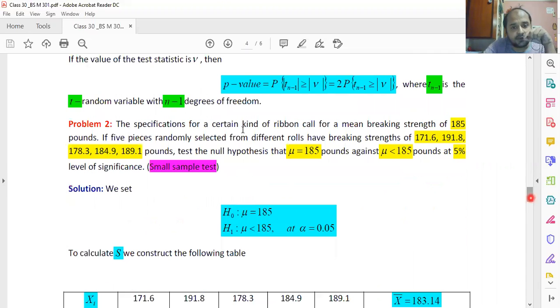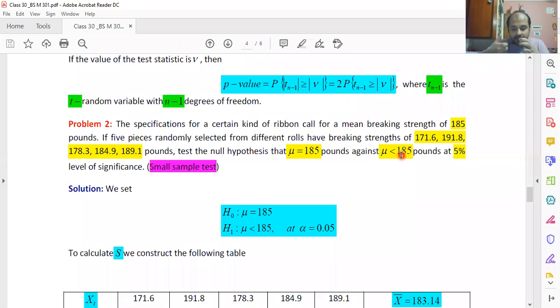The specifications for a certain kind of ribbon call for a mean breaking strength of 185 pounds. So this becomes your population mean. So it has been stated under null hypothesis, against the alternative hypothesis that mean breaking strength is less than that. Okay, if 5 pieces randomly selected from different rolls have breaking strengths of these 5 values given. So 5 becomes your sample size, and these values are sample values. Test the null hypothesis that mu equals 185 against the alternative hypothesis that it is lesser than that.